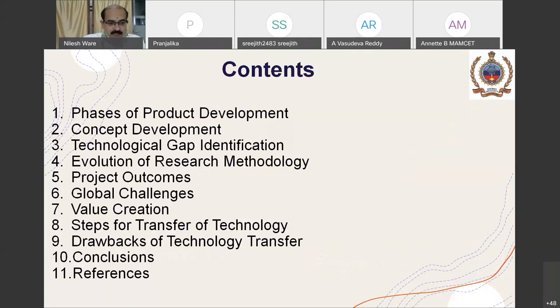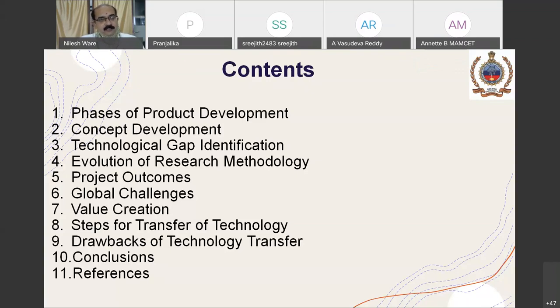So the contents of my talk will be on the phases of product development, then concept development, technological gap identification, evolution of research methodology, meaning how we evolved. That's very, very important. We have put in a nice, simple case study so that you have a better understanding. Then we cover project outcomes. Then what are the challenges of such projects and how can we create value?